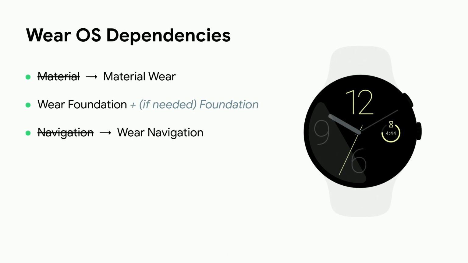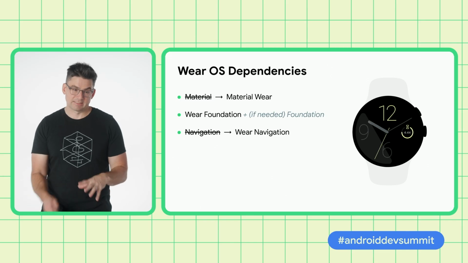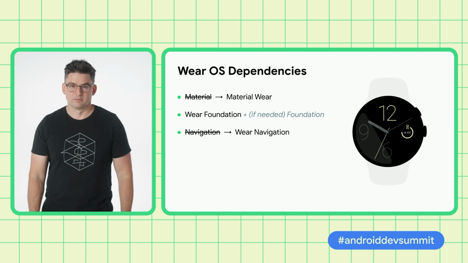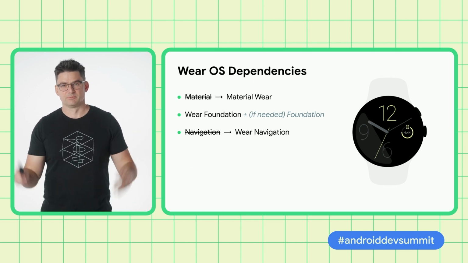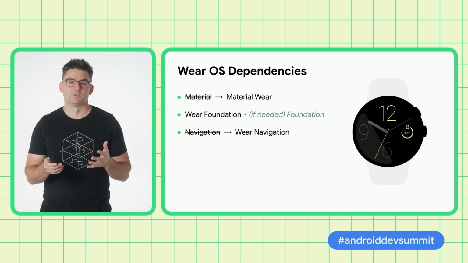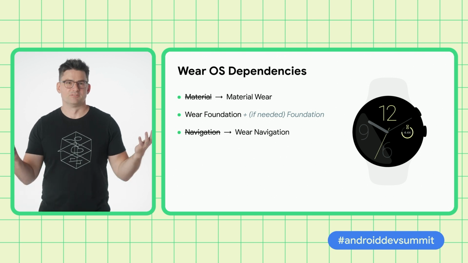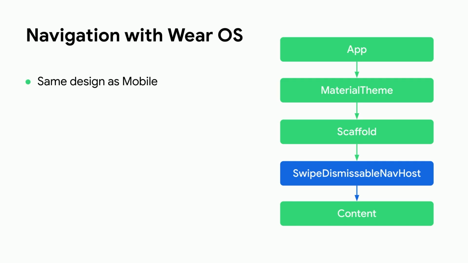All right, if you remember the earlier slide, you remember that I mentioned you have to replace the navigation dependency with the Wear navigation dependency. So I just want to call that out again. Technically, you could still use the mobile one, but you're going to have a bad time, right? And the Wear navigation one is optimized for, well, obviously for Wear. All right, so it's the same design as I talked about earlier with the scaffold, and it's the same design as mobile. So you have your app, then you have your material theme, then your scaffold, and then normally in mobile, you'd put your nav host there.